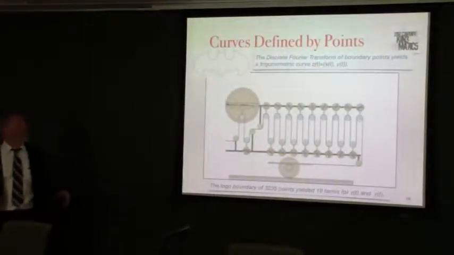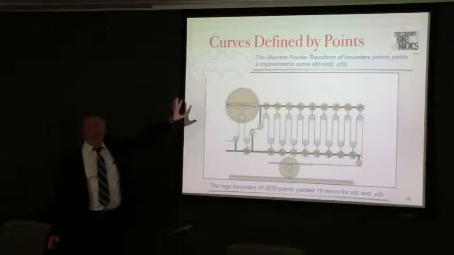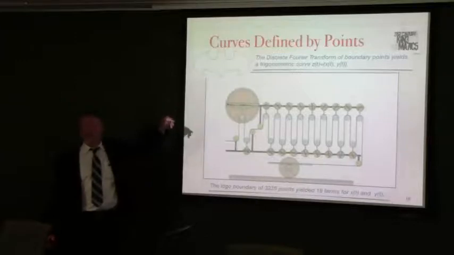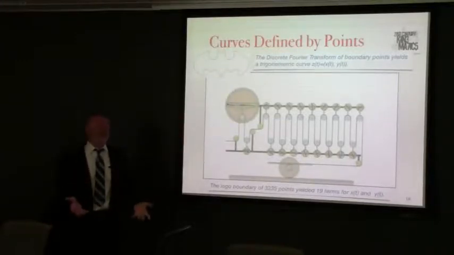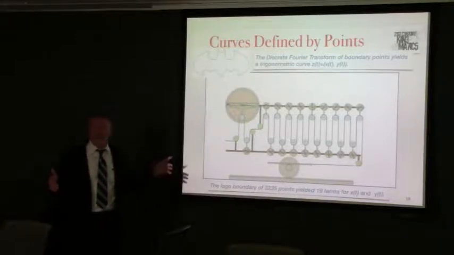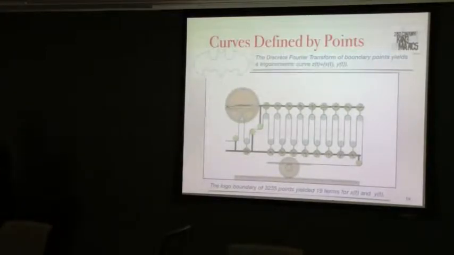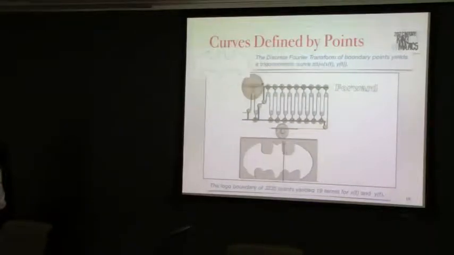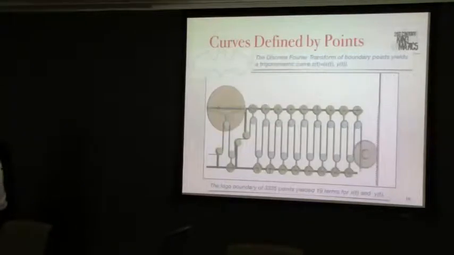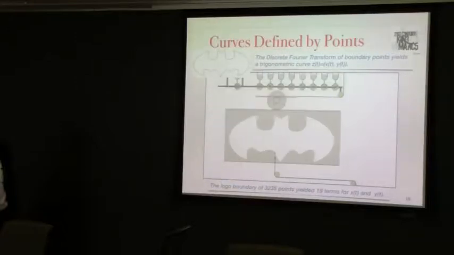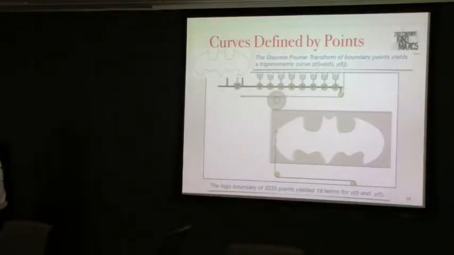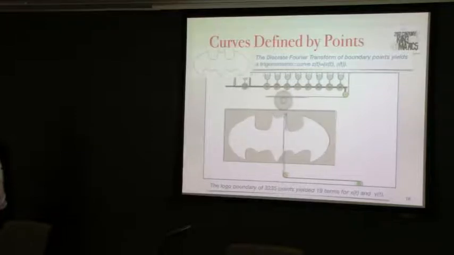What's interesting is that you can take a somewhat arbitrary curve like this Batman logo, which is generated with about 3,000 points. You can do a discrete Fourier transform and truncate that. We truncated it to about 19 terms, and you get a mechanism that looks like this. And again, we've got one set of linkages drawing the x-coordinate, another set drawing the y-coordinate, and then they're coordinated so that they draw the curve.